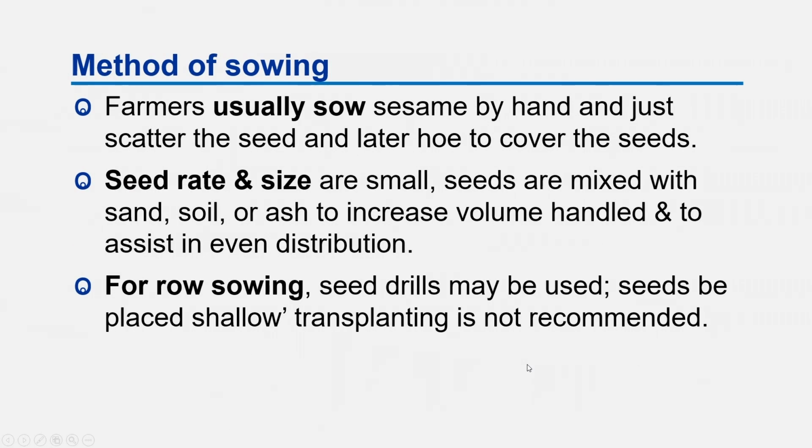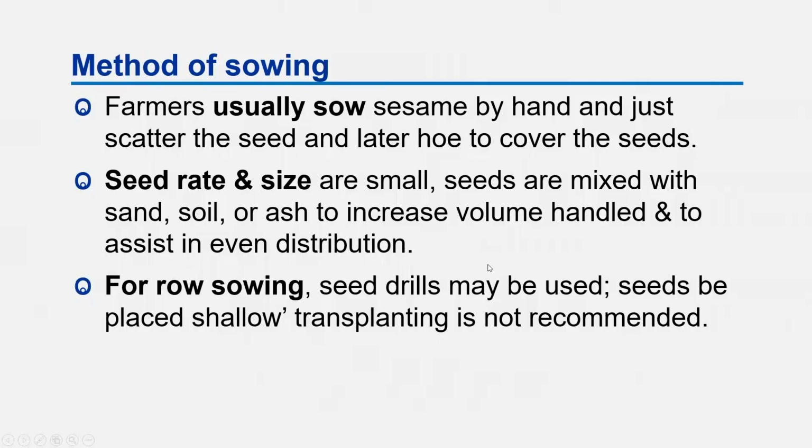Method of sowing: farmers usually sow sesame by hand and just scatter the seed and later hoe to cover the seeds. So this is just a kind of broadcasting of the seed. Seed rate and size are small. Seeds are mixed with sand, soil or ash to increase volume, ease handling and assist in even distribution. This is a quite common practice followed by farmers. You can take some sand or some other fine material and mix the seed uniformly so that uniform broadcast of the seed can be done.